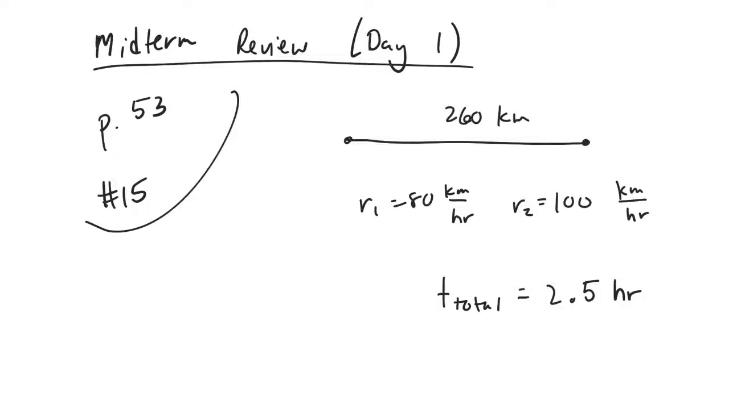What I notice is that my rates are in kilometers per hour. My distance is in kilometers, so my time has to be in hours. That's the first thing right away, make that hours. So we have the total time. We don't have the time for each segment, but that's what we're trying to figure out. The time for each of these parts of the trip itself.